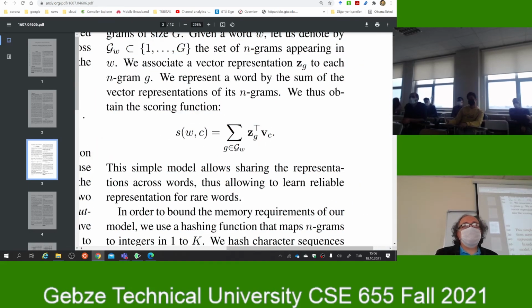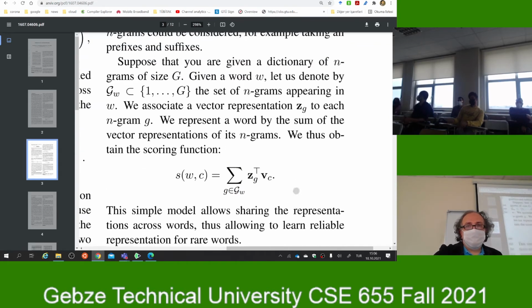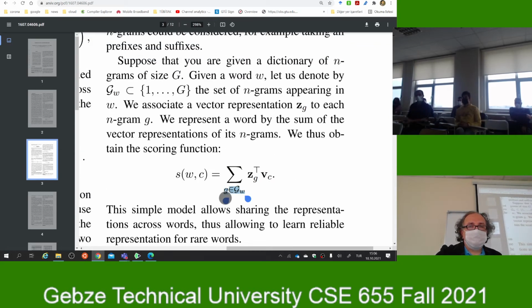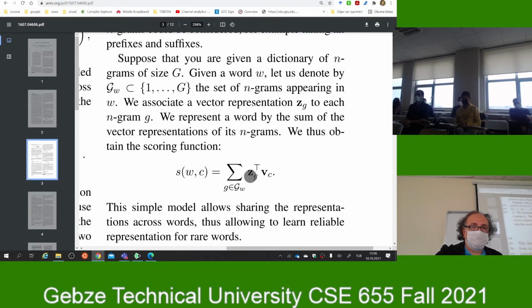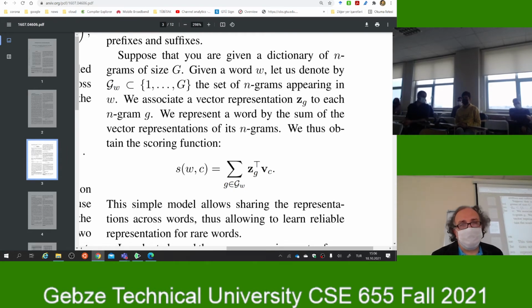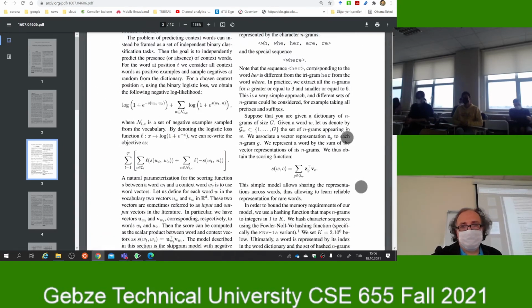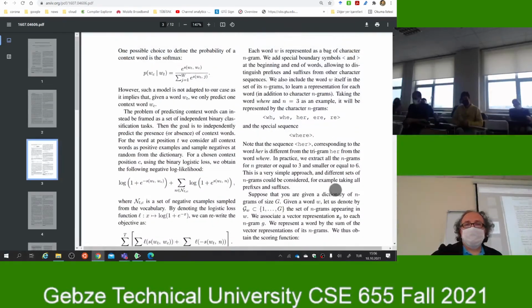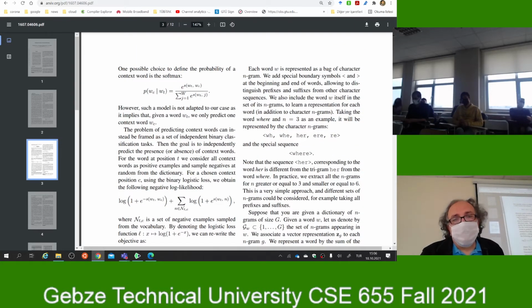To calculate the similarity between two words, W and C, where C is the center word, you take all the syllables of W and multiply the vectors of those syllables with VC, the vector for the center word. So this is the main formula for the similarity. Since this one is written for generic language, they don't use syllables.